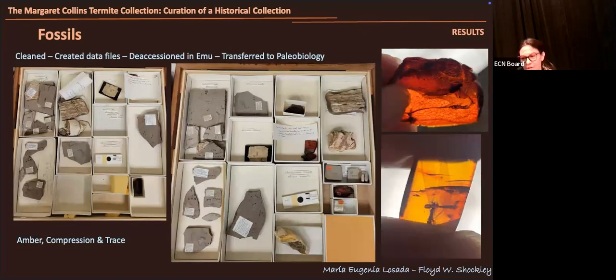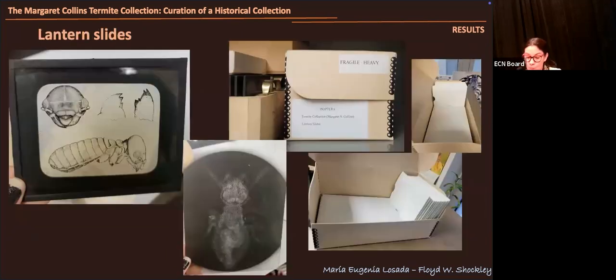So I will start to talk briefly about the fossils. We found one drawer with some fossils, and they don't belong to entomology anymore. So in this case, I just cleaned them quickly and reorganized them, but very briefly. I created the accession in EMU, so we were then able to transfer them to paleobiology, who are the ones in charge of them. The lantern slides, also, I just went through them, organized them in new envelopes and in one of the storage boxes, creating a label, done.